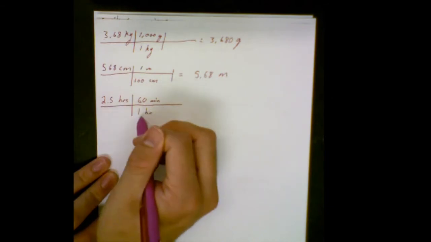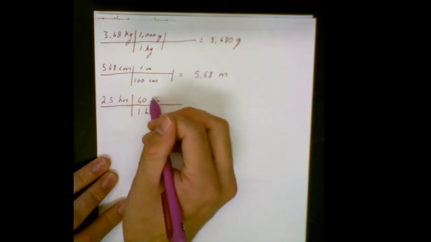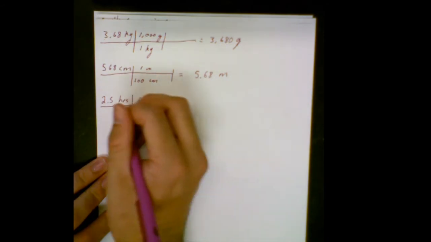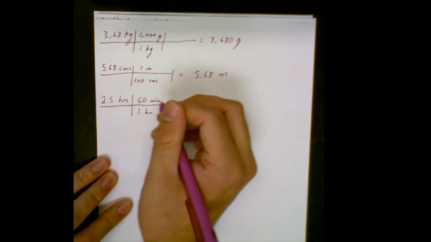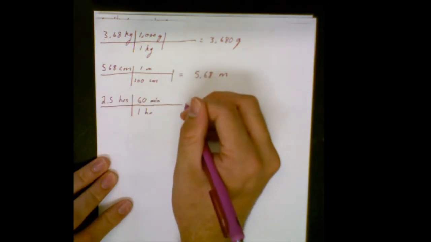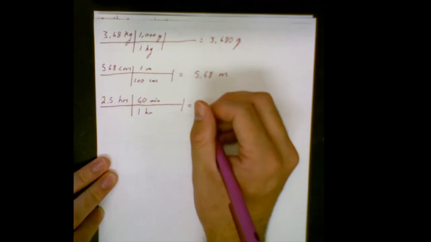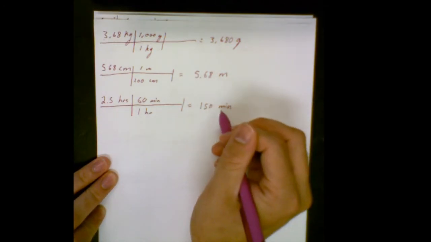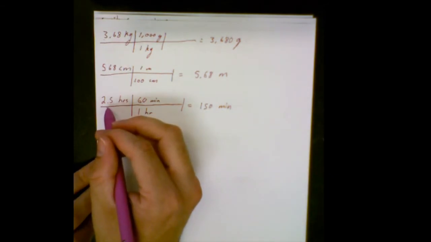So that takes care of our hour units. That gives us a minute. This is a correct statement. For every 1 hour, there's 60 minutes. So then we just multiply out and divide, and we see that the answer is equal to 150 minutes. So there are 150 minutes in 2.5 hours.